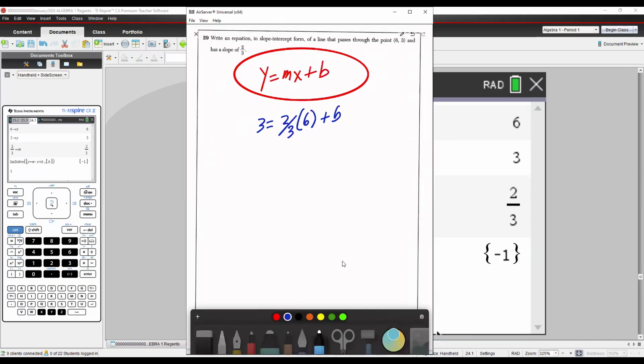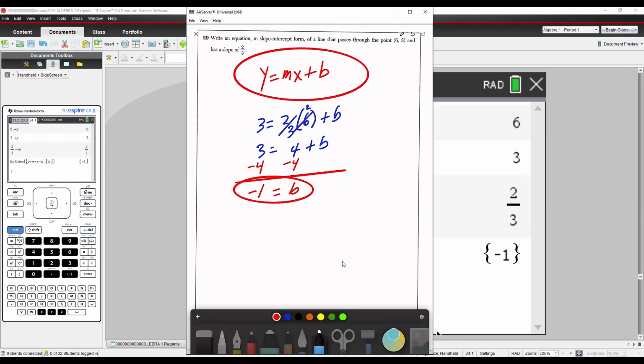So 2/3 of 6 is going to be 4. This is going to be 2. 2 times 2 is 4. So we got 3 equals 4 plus b. Subtract 4 from both sides. And you've got -1 equals b, which is what we've already seen.